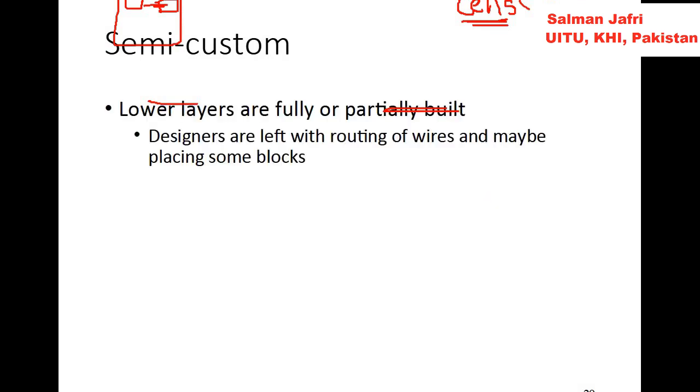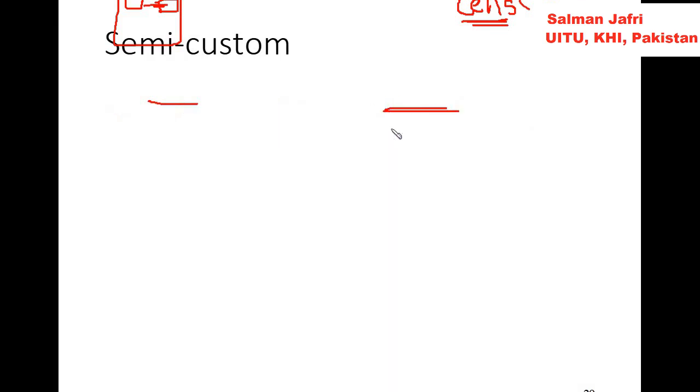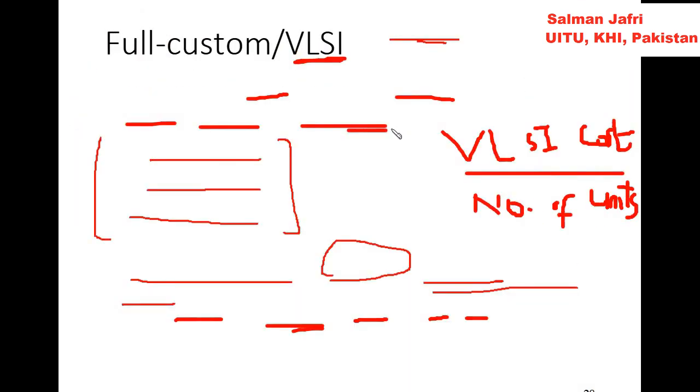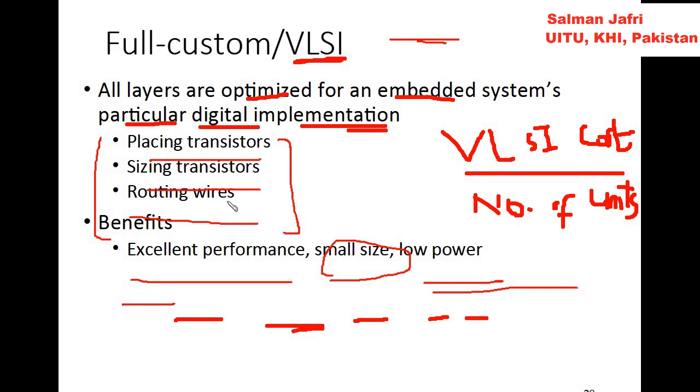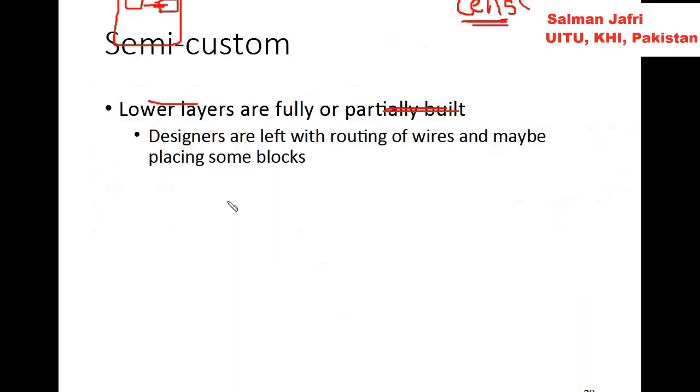Now we can look at semi-custom, and in semi-custom basically the lower layers are fully or partially built. So we are not making or sizing the transistors. It might mean that some of these layers are already built, the transistors are already built, the sizes of the transistors are already built, and so on. So we won't be working at this low level, we would be working at a little higher level. So what are the designers left with? Designers are left with routing of wires and maybe placing some blocks. Some blocks may be placed and routing can be performed.